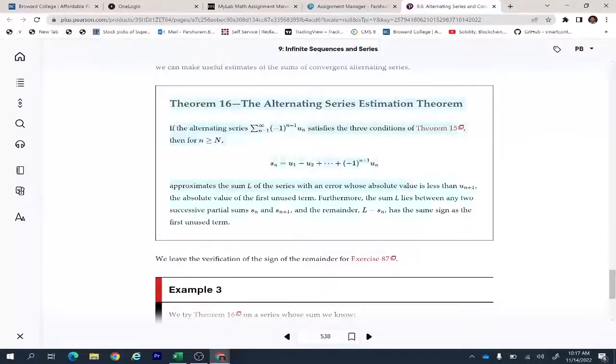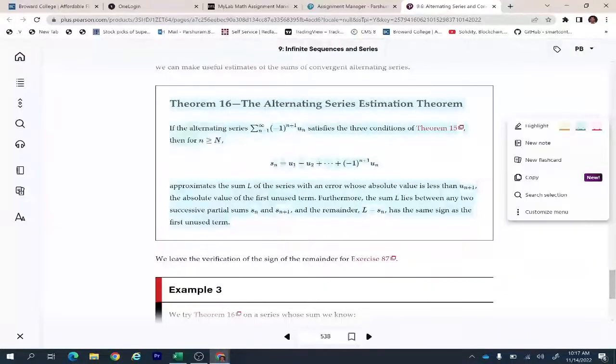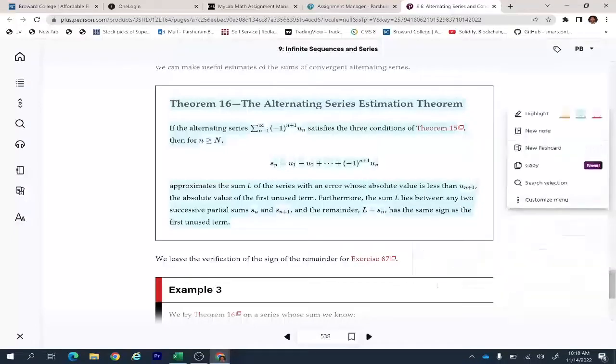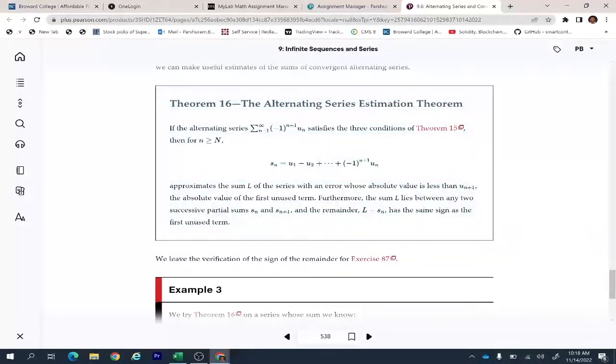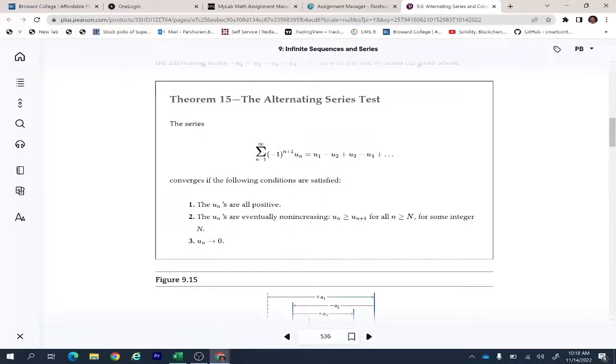This is the theorem they are talking about. And according to this theorem, if you have an alternating series, we satisfy theorem 15, which is: all these terms u_n are positive, excluding the alternation, like negative, positive, negative, and u_n is supposed to be non-increasing, and when n tends to infinity, the term u_n goes to 0.